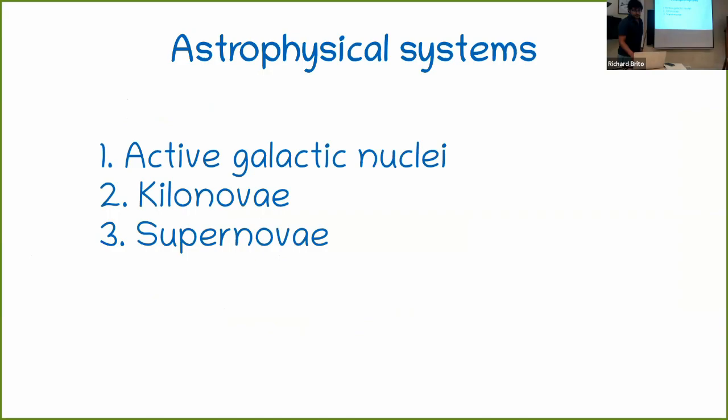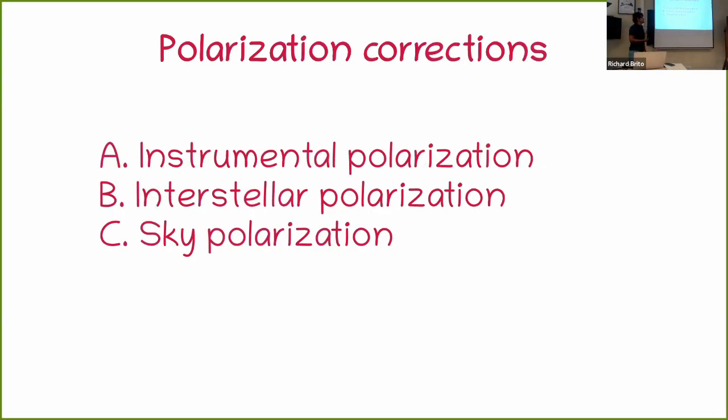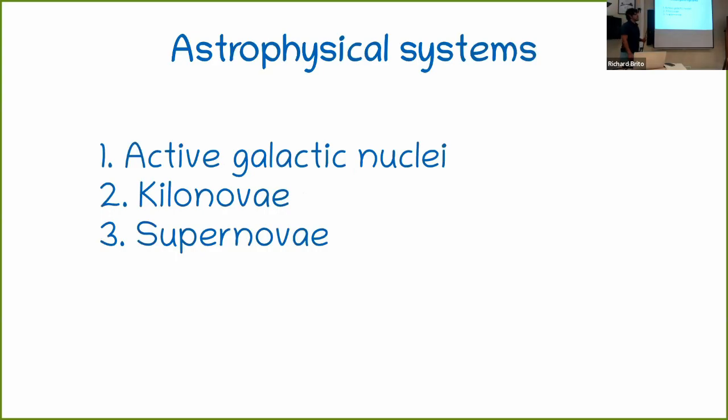So here in this talk, I'm going to talk about these three topics that I mentioned, very different astrophysical systems. At the same time, I'm going to be mentioning some of the problems that you can have when dealing with polarimetric data. Those are instrumental polarization, interstellar, and sky polarization. These kinds of problems, I will talk about them. You have to deal with them every time you work with polarization data. Although I'm going to be presenting them at different moments after some of these other systems, they actually affect all three, okay?